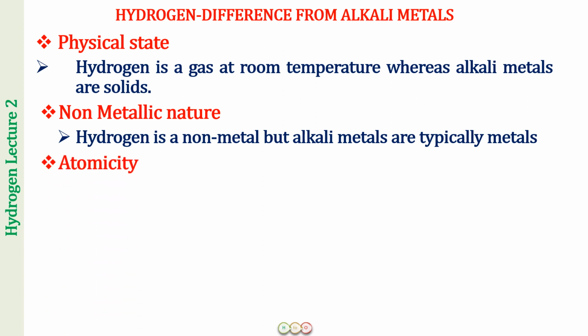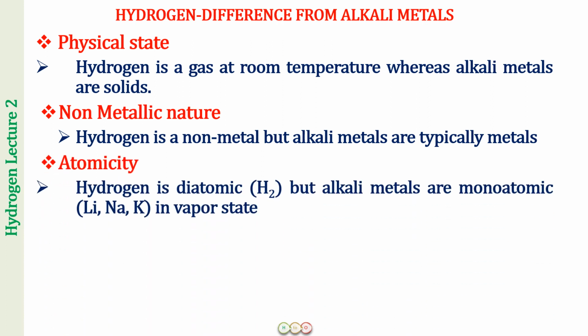The next is the atomicity. Hydrogen exists as a diatomic gas in the form of H2. Whereas alkali metals are monoatomic in the vapor state. They exist in the form of atoms in the vapor state, like lithium, sodium, potassium. Whereas hydrogen does not exist in the form of atoms. It exists in the form of a molecule, which is a diatomic molecule, H2.